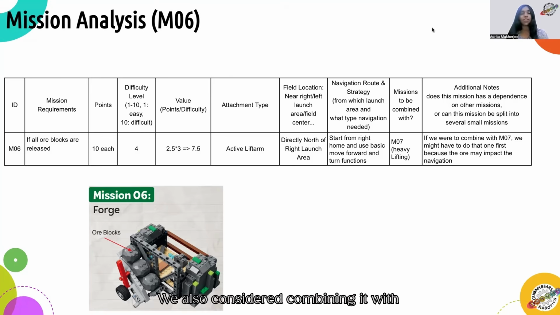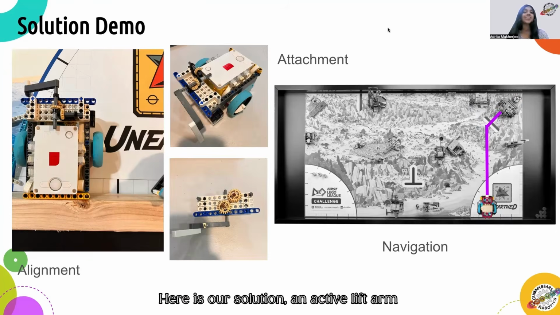We also considered combining it with Mission 7, or heavy lifting, because this mission is located directly behind the forge. A thing to consider is that if you were to combine it with M07, you might have to do that mission first because the ore may impact navigation. Here is our solution, an active lift arm with a simple move forward and turning code. And this is the demo.